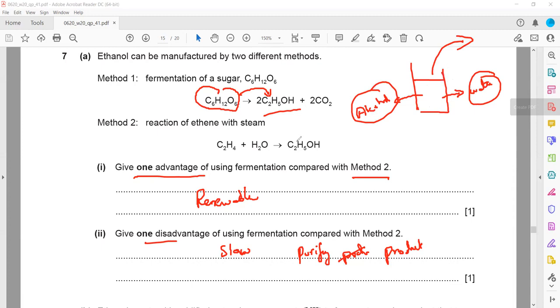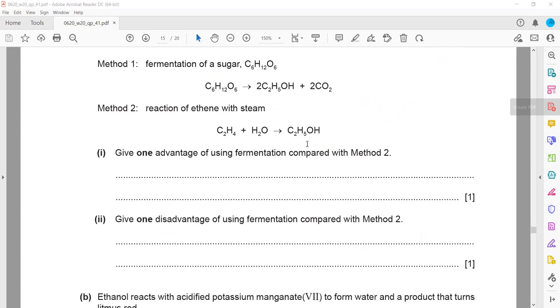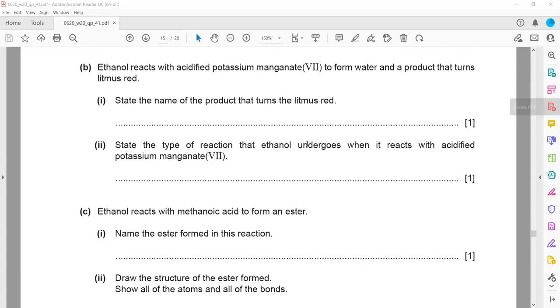But when ethene reacts with steam, it will produce ethanol, and we don't have to purify, as only one product is there. It is not mixed with any other substance. So you have to learn these advantages and disadvantages of fermentation and manufacturing alcohol by reaction of alkene with steam.